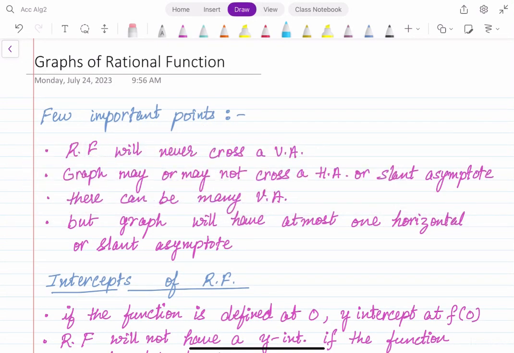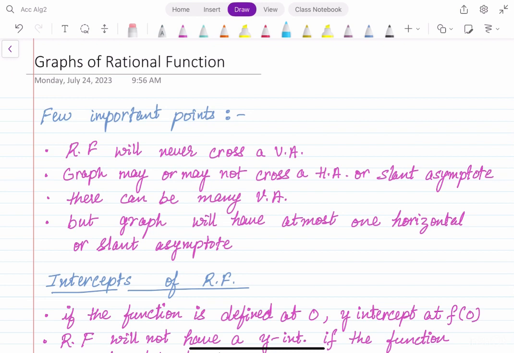Welcome back. Today we will be talking about the graphs of rational functions, which is unit 4.2 in your textbook Algebra with Trig. A few important things to keep in mind for a rational function: it will never cross a vertical asymptote. The graph may or may not cross a horizontal asymptote or slant asymptote, but there can be many vertical asymptotes.